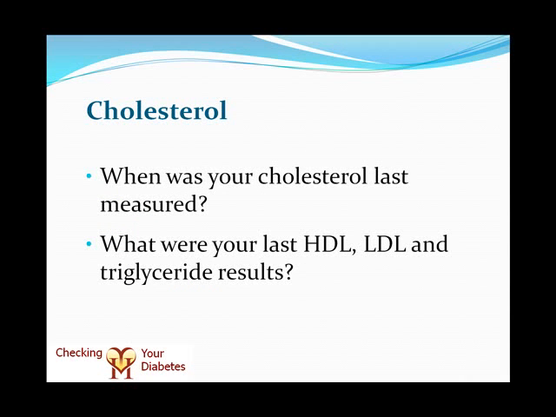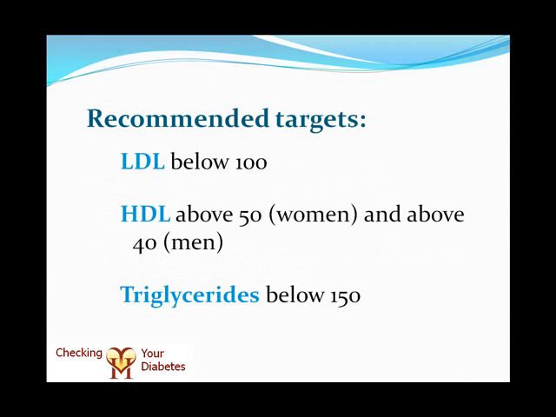You should always know when your last cholesterol test or lipid profile was, and you should know what your HDL, LDL, and triglyceride results were. The recommended targets for diabetes are an LDL below 100, HDL above 50 in women and above 40 in men, and triglycerides below 150.